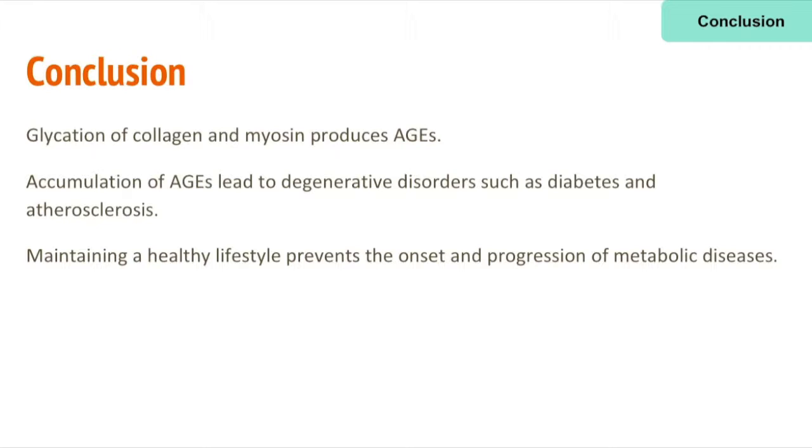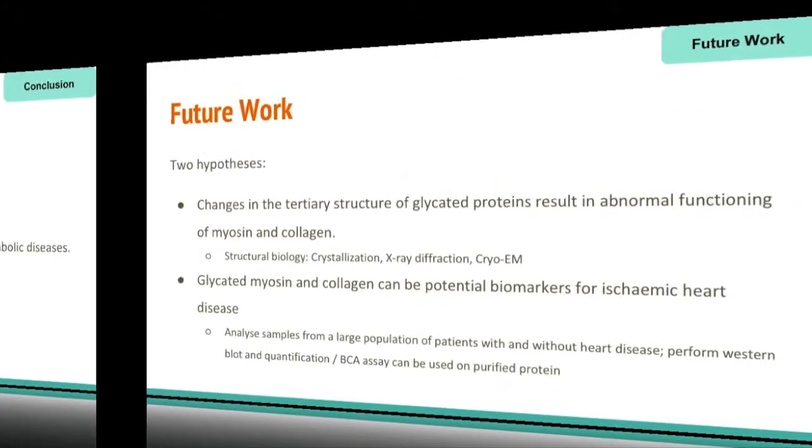In conclusion, we have found that glycation of collagen and myosin produces AGEs that affect our muscles, which can lead to several degenerative and life-threatening diseases. Accumulation of AGEs result in the onset of degenerative disorders such as diabetes and arteriosclerosis. Maintaining a healthy lifestyle, such as eating a balanced diet, can greatly prevent the onset and progression of metabolic diseases.